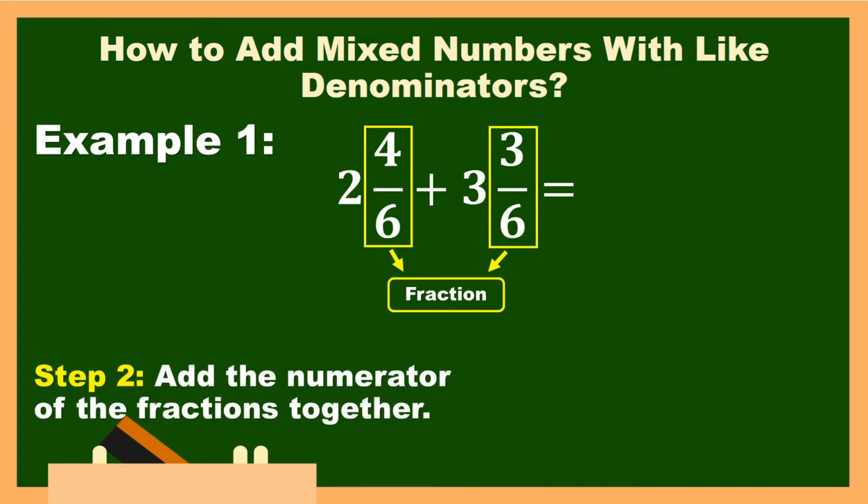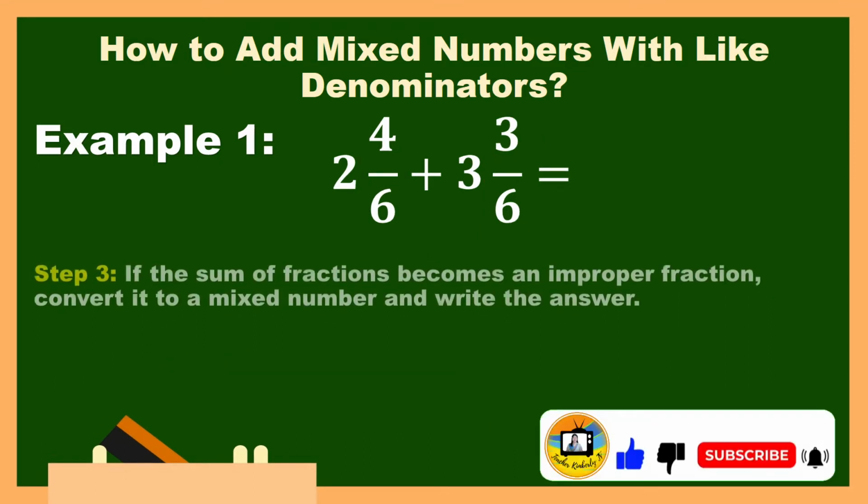In step 2, we need to add the numerator of the fractions together. Ang numerator ay yung number na nasa itaas ng fraction bar. So, in our proper fractions na 4 over 6 and 3 over 6, our numerators are 4 and 3. So, magiging 4 over 6 plus 3 over 6 is equal to 7 over 6. Kasi nga, ina-add lang ang numerators na 4 and 3.